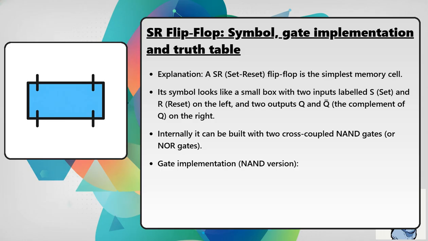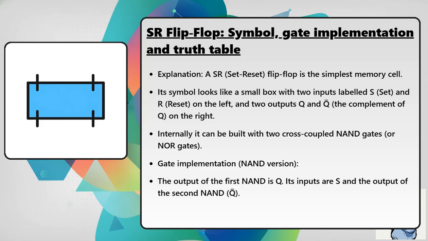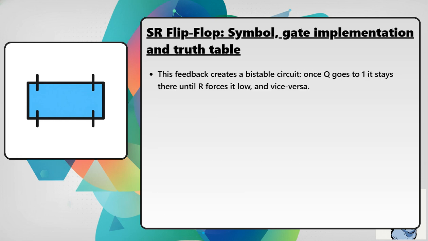Gate implementation, NAND version. The output of the first NAND is Q, and its inputs are S and the output of the second NAND, Q bar. The output of the second NAND is Q bar, and its inputs are R and Q. This feedback creates a bistable circuit. Once Q goes to 1, it stays there until R forces it low, and vice versa.